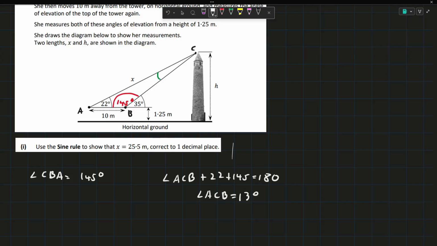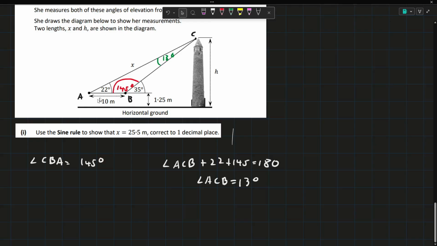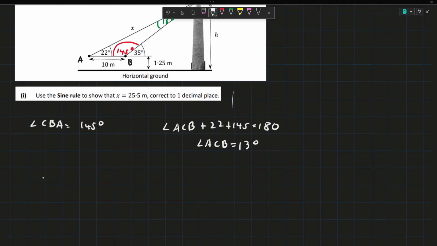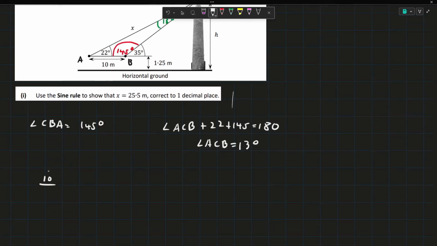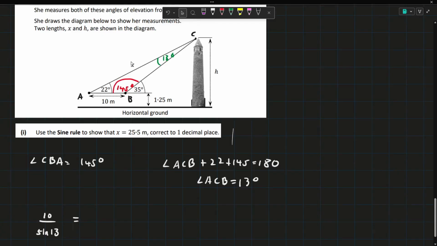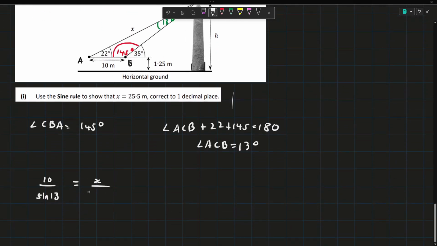Okay, so now we can use the sine rule. So it's 13 degrees. So basically, we're going to have 10, because that's the side down there. And when we divide that by sine of the angle opposite of it, which is 13, so 10 over sine 13 will be equal to, and then this side is x divided by, and then the sine of the angle opposite it is 145. So sine of 145.